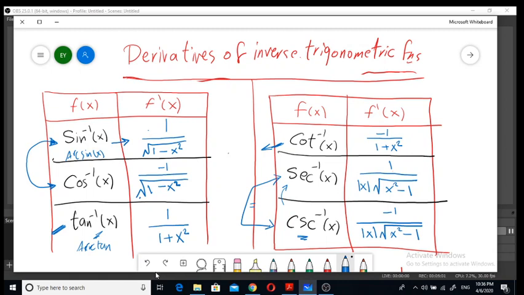And the differentiation of sec inverse of x is equal to 1 over absolute value of x times the square root of x squared minus 1, and the first derivative of cosec inverse of x will be negative 1 over absolute value of x times the square root of x squared minus 1.